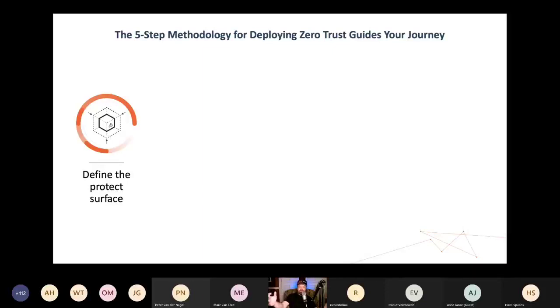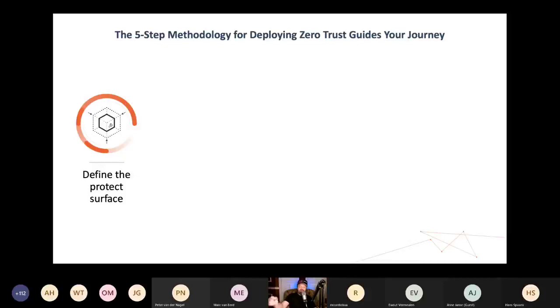I'm on calls all the time where people are talking about, where do I put this widget, this technology, and I'll ask, what are you trying to protect? And they go, I don't know, never thought about that. Because we're so focused on the technology. Focus on the protect surface. The technology will figure itself out later once you know what you're going to protect.